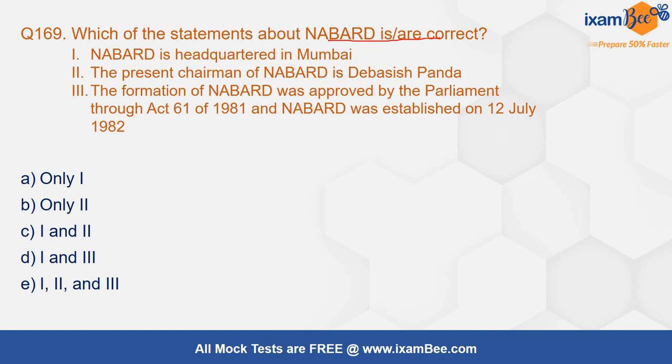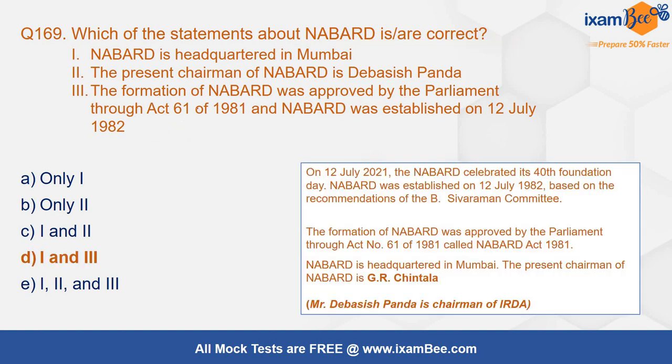Which of the following statements about NABARD are correct? NABARD is headquartered in Mumbai. Yes, correct. And the present chairman of NABARD is Devashish Panda. The formation of NABARD was approved by the Parliament through Act 61 of 1981, and NABARD was established on 12 July 1982. The current chairman of NABARD is Mr. G.R. Chintala. Mr. Devashish Panda is the chairman of IRDAI. So it is a simple question, and the rest of the facts are correct.